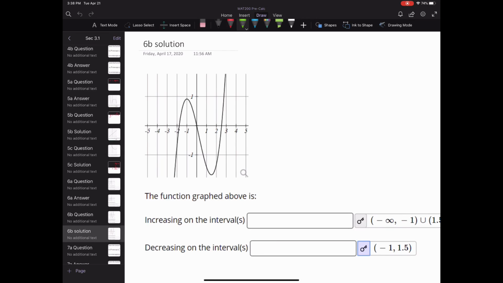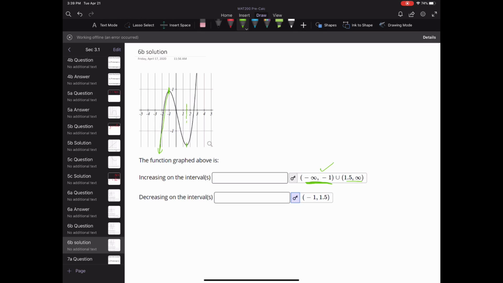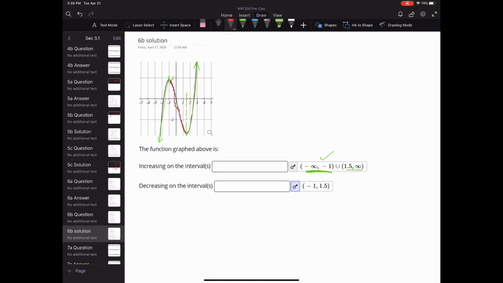Hopefully you unpaused, and here it is. Let's look at the answer. It's increasing on the intervals from -infinity all the way to -1. Good. And then from 1.5, which is this on the x-axis, all the way to positive infinity. So it's increasing here. And then it's decreasing on this part. So what's the interval? You have to look at the x value. So -1 to 1.5.